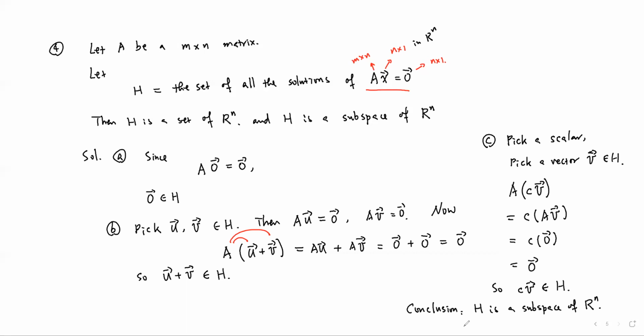We usually call this special subspace the null space of matrix A. Yeah, this H, the set of all solutions of this equation, is the null space of matrix A.